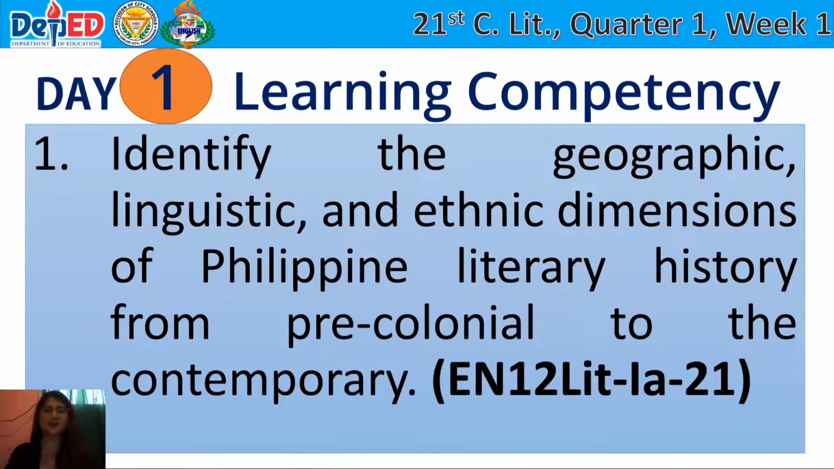Our Day 1 learning competency is for the students to identify the geographic, linguistic, and ethnic dimensions of Philippine literary history from pre-colonial up to the contemporary period.